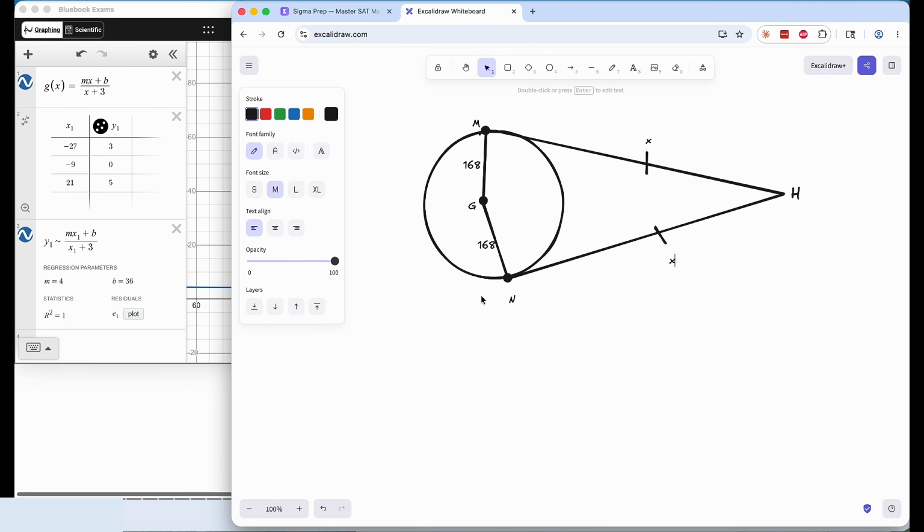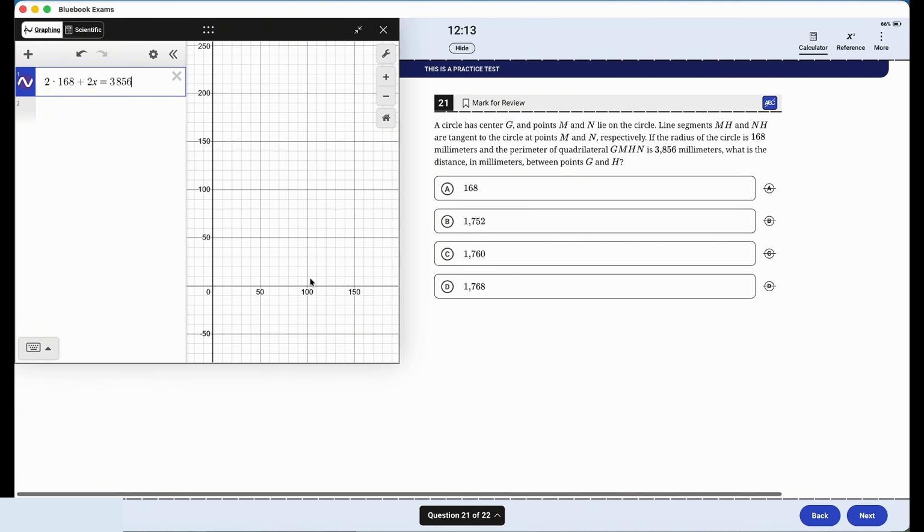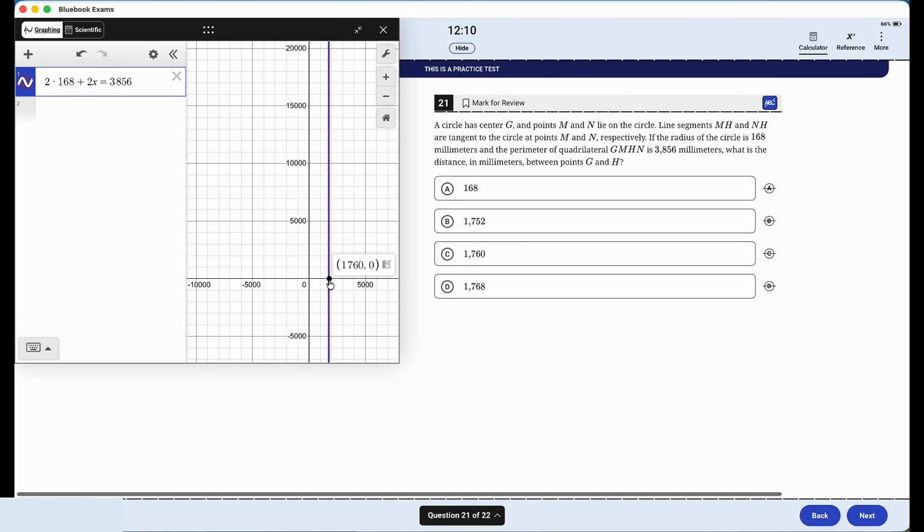This is where the whole perimeter thing comes in, because now this is my quadrilateral. I can add this up, and they told me what the perimeter is. So let's do that: 2 times the 168 plus 2x has to equal 3,856. Zoom out, and we figure out what x is. Be careful, that's not your actual answer in this case.